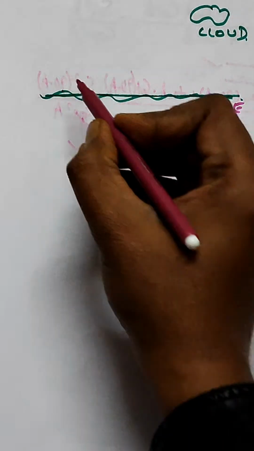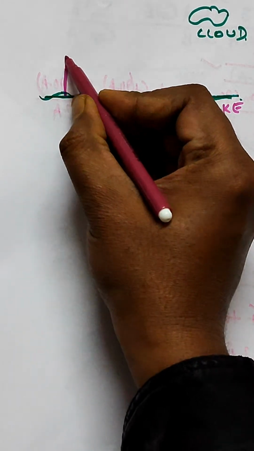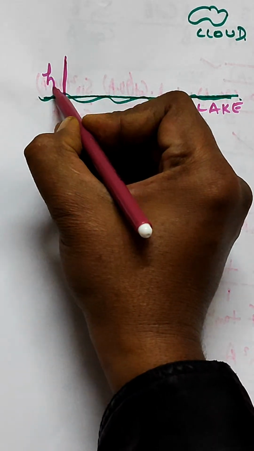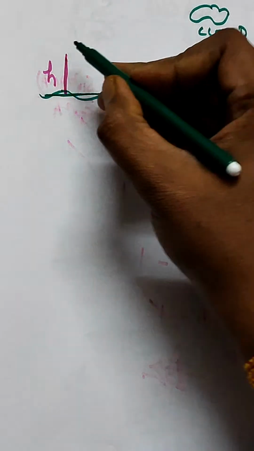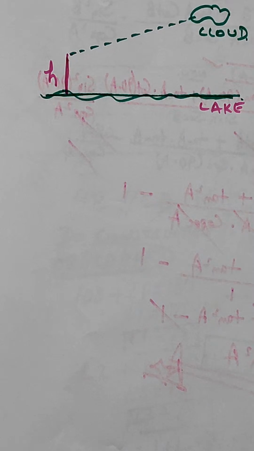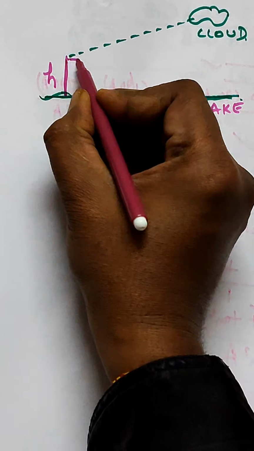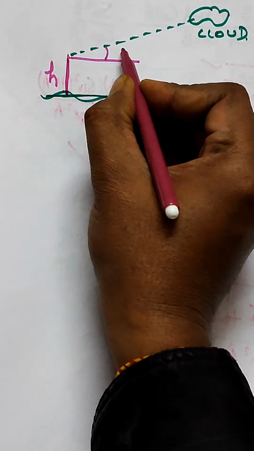then the angle of elevation from a point h meter above the ground, so let us say this point is h meter above the ground. From here you are putting an angle of elevation. It's given that the angle of elevation of a cloud from a point h meter above a lake is alpha. So this angle is alpha.